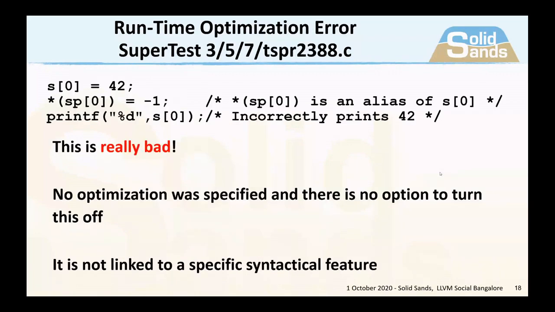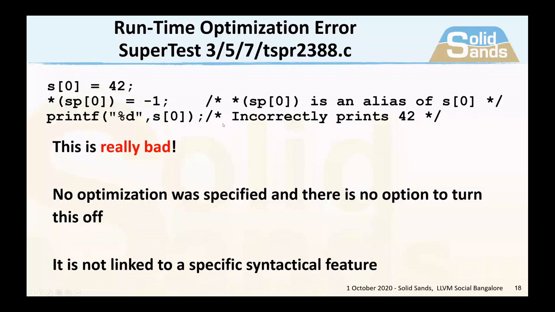And finally, this is an example of a really bad runtime error. And that is one we found in an embedded compiler of one of our customers. What happened here was we have an array S for which we set the first value to 42. Then there's SP, which is an alias of S. So if we set this SP[0] to -1, we would expect that S[0] will also be set to -1. Instead, when we evaluate S[0] after doing this, it still returns 42.